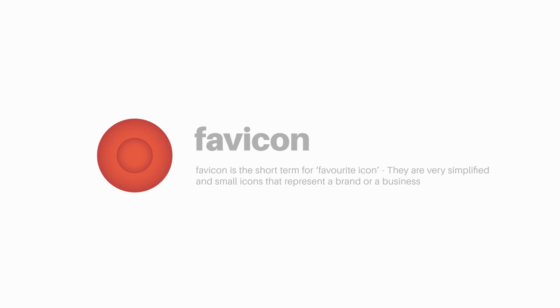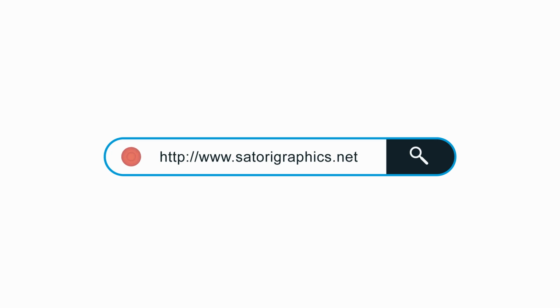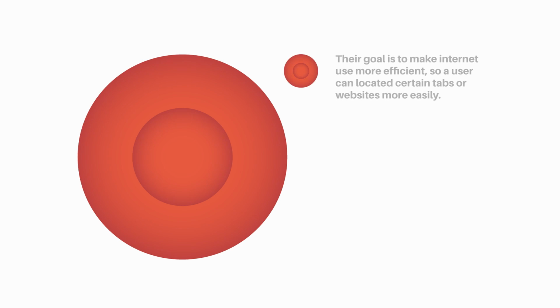Now, they are very simplified and small icons that represent a brand or a business, and they can be found in browser address bars, tabbed browsing, and also in bookmark lists. Now, the goal of a favicon is to make the internet more efficient so a user can locate certain tabs or websites that much more easily. Often people have many tabs open at once, and so having a favicon in the tab offers a more friendly experience to the end user.